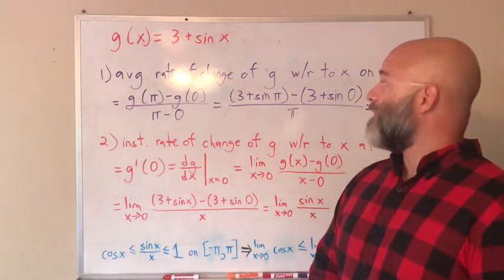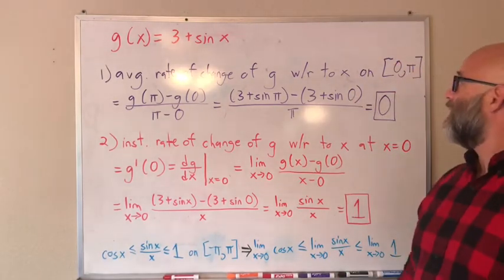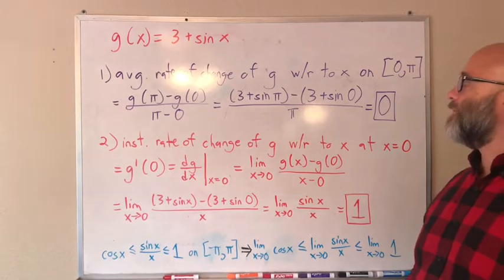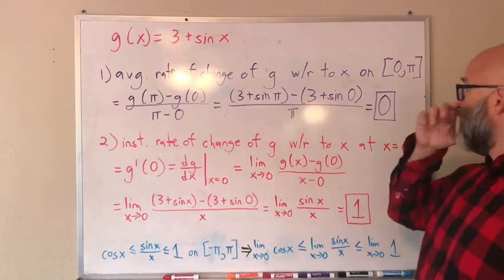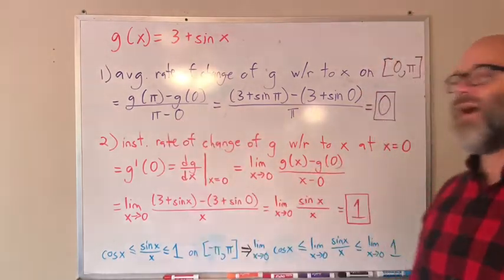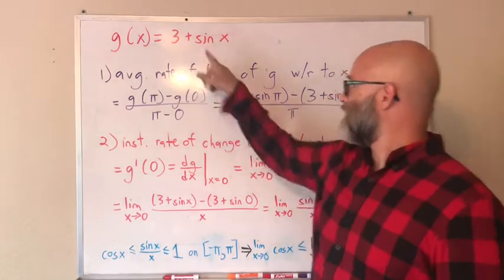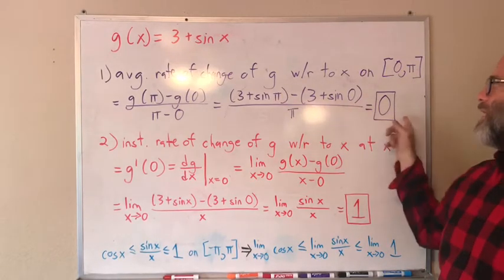If I asked you for the average rate of change of g with respect to x on the closed interval from 0 to pi, could you do it? Sure, you can find the average rate of change of g on 0 to pi. Choose the difference quotient, g of pi minus g of 0 over pi minus 0. Plug in pi, plug in 0. As you can see, sine of pi is 0, sine of 0 is 0, 0 over pi is 0.